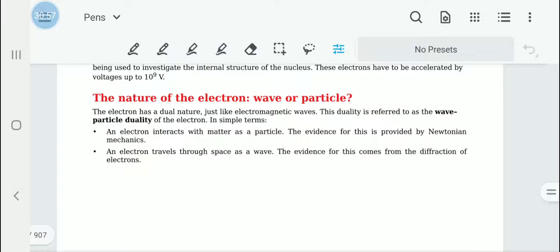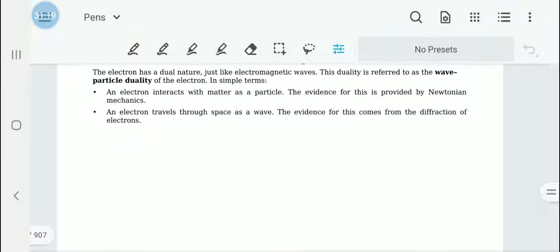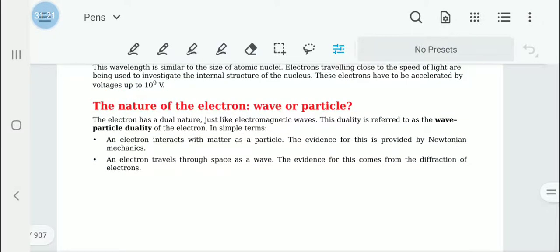So the electrons would interact with matter as a particle. The Newtonian mechanics would provide the evidence for this. Then electrons travel through space as a wave. So the diffraction of electrons gives that evidence. Write down.